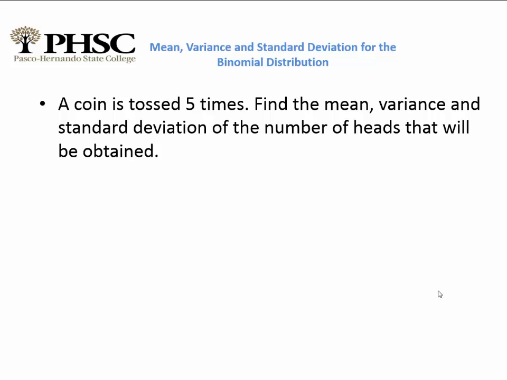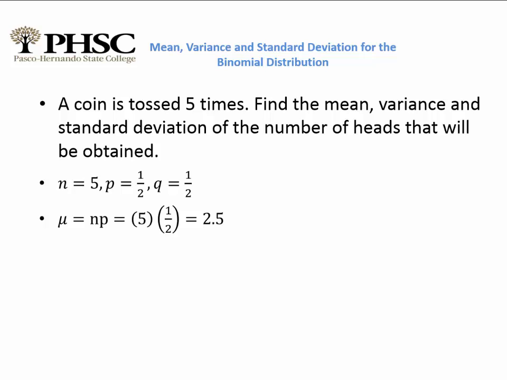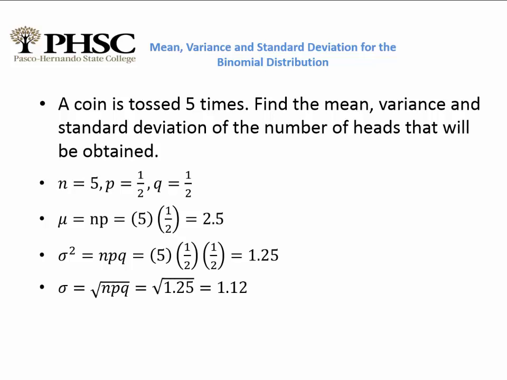A coin is tossed 5 times. Let's find the mean, the variance, and the standard deviation of the number of heads that will be obtained. So n equals 5, p is 1/2, q is 1/2. That means the mean is 2.5, which is 5 times 0.5. The variance is 1.25, and the standard deviation is 1.12. So that's how you find the mean, the variance, and the standard deviation for a binomial experiment.